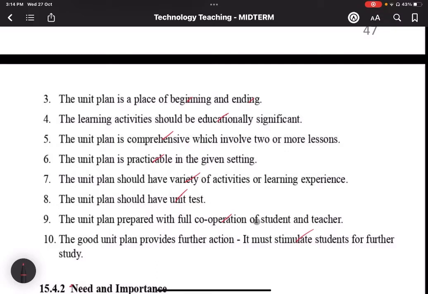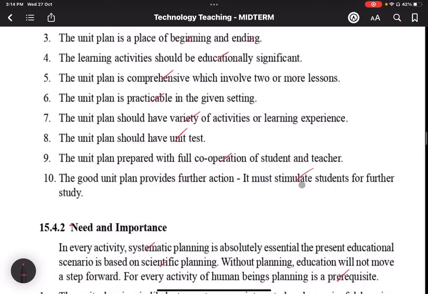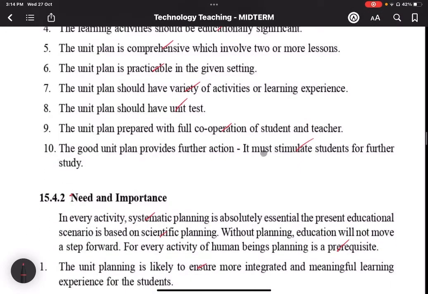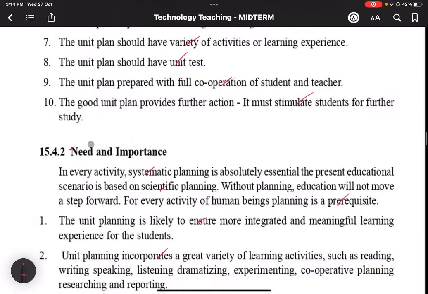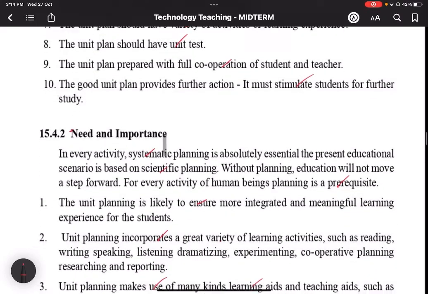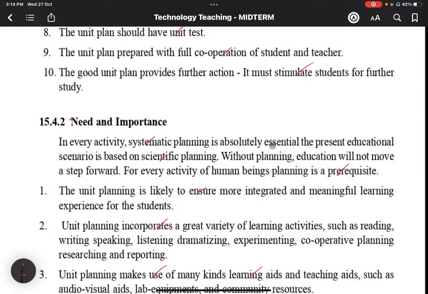no? Ang needs ng students. A good unit plan provides further action. It must stimulate students for further study. O, dapat ma-motivate ang iyong mga student sa gagawin mong unit plan. Okay? Need and importance. Systematic planning is absolutely essential, no? To the present educational scenario.